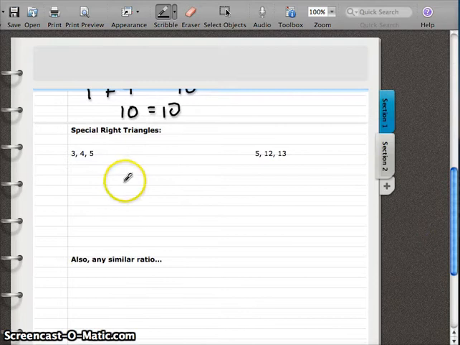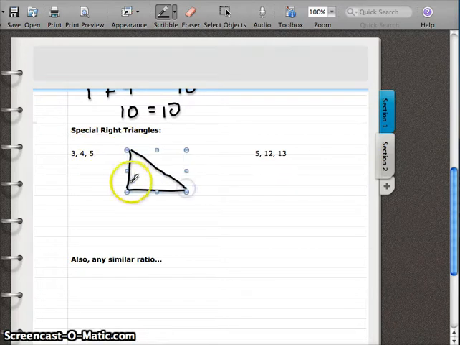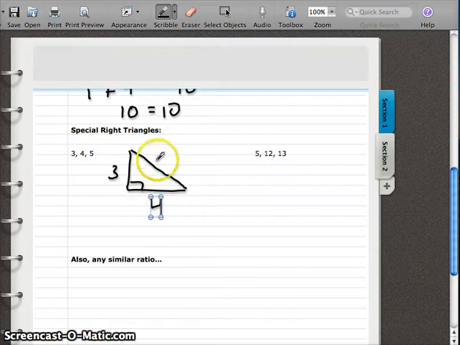Aside from that, I'm going to show you a quick trick here. There are special right triangles that have values that are always the same. So if I have a right triangle that has a right angle, and the two legs have a value of 3 and 4, and it doesn't matter which one's which, as long as the legs are 3 and 4, we automatically know the hypotenuse is going to be 5.